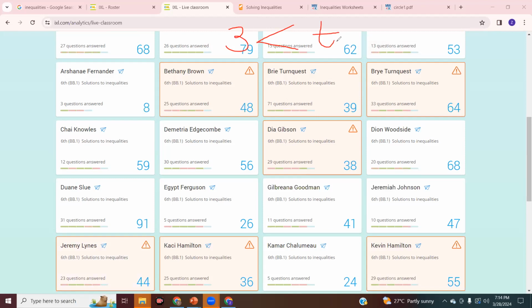Something like this? Yeah, and then a line underneath for equal. 3 is less than or equal to T, this? Yes, sir. So if 3 is less than or equal to T, that means T is greater than or equal to 3. So you switch the sign.